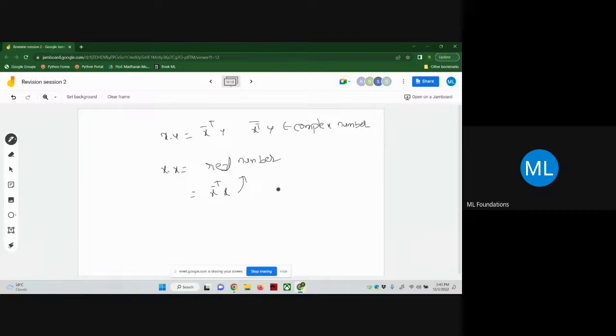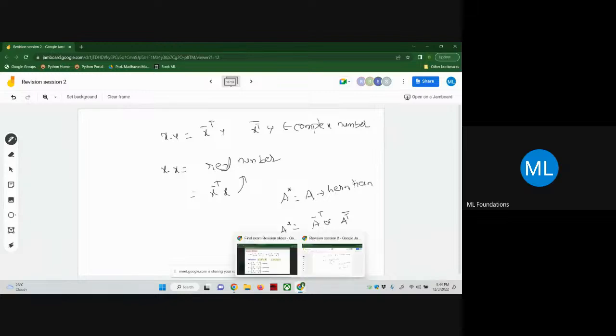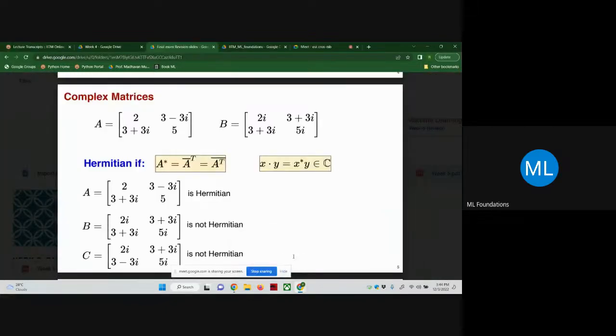A matrix is said to be a Hermitian matrix if A star is equal to A. A star is nothing but A conjugate transpose, or A transpose conjugate. This is just a simple way of denoting the conjugate transpose, because we will use it multiple times. If this is true, then it is called a Hermitian matrix. A Hermitian matrix is similar to the symmetric matrix.